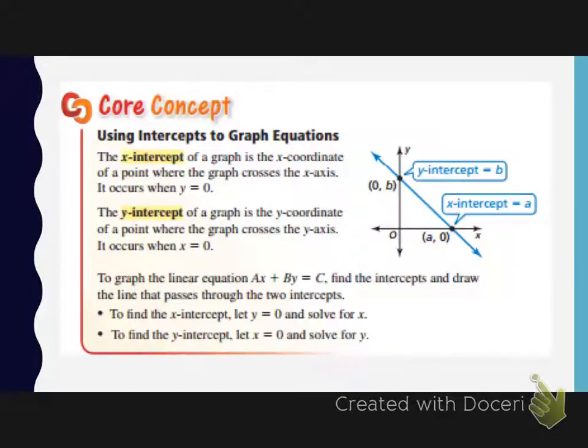Now, using the intercepts to graph an equation: the x-intercept of a graph is the x-coordinate at the point where y equals 0. The y-intercept is the point where x equals 0. So to graph a linear equation, ax plus by equals c, find the intercepts and draw the line that passes through the two intercepts. To find the x-intercept, let y equal 0 and solve for x. To find the y-intercept, let x equal 0 and solve for y.